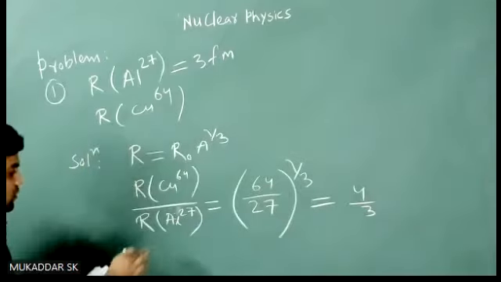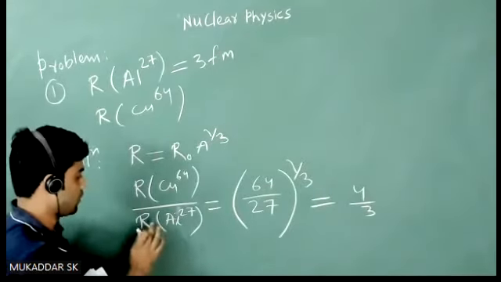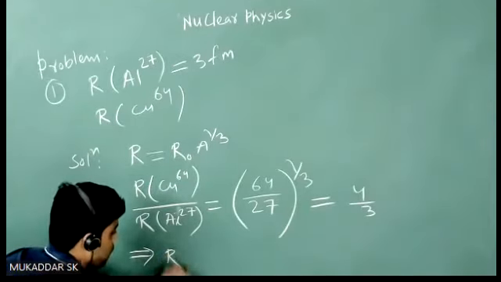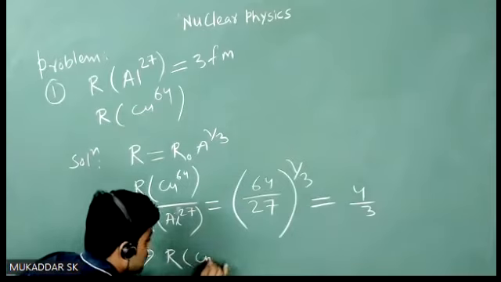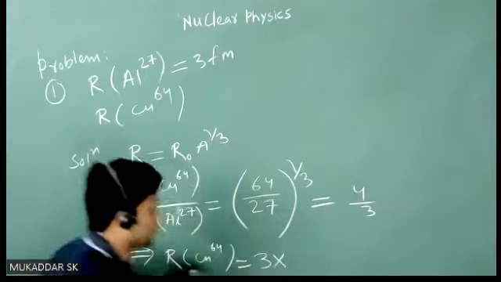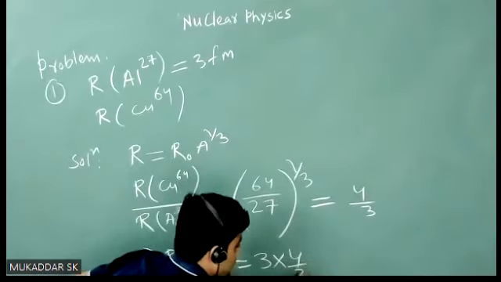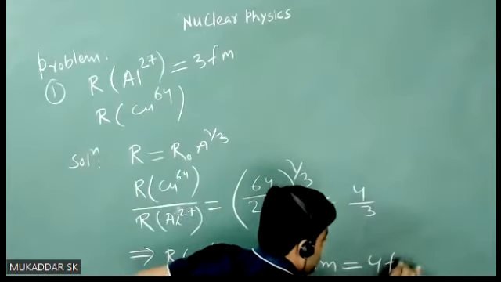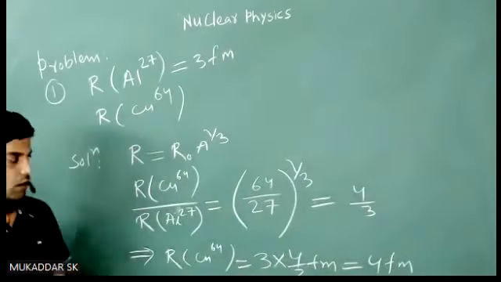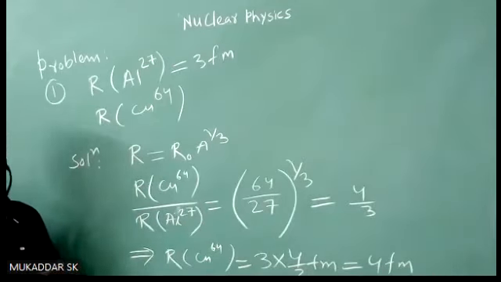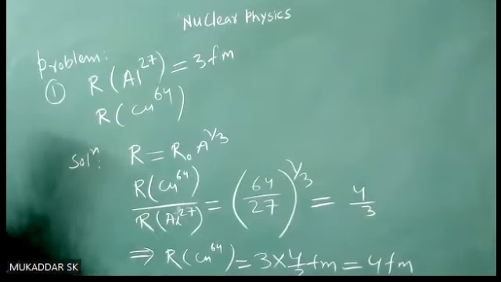Okay. So if you bring the radius of aluminum to the right hand side, you will simply get the radius of copper nucleus will be 3 times, since the radius of aluminum is 3 femtometer, 4/3, and that unit will be femtometer. So it will be simply 4 femtometer. So the radius of copper nuclei will be 4 femtometer. Is it clear?